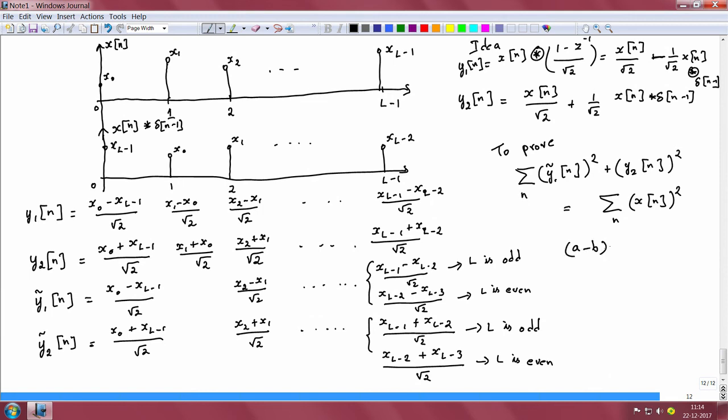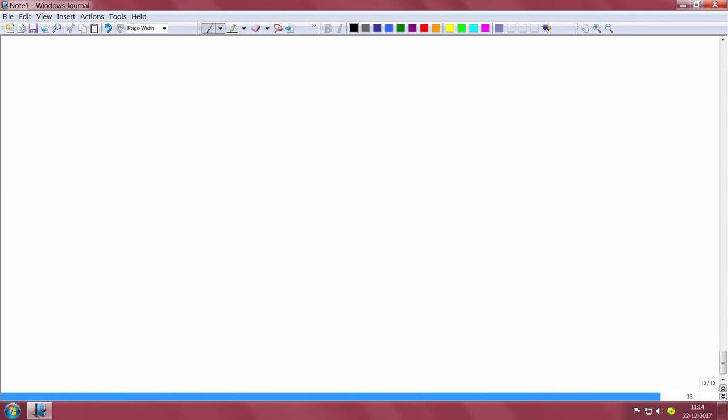So, we know that (a minus b) whole square plus (a plus b) whole square is 2 times a square plus 2 times b square. Using this we can compute y1 tilde of n square plus y2 tilde of n square. So, the values that we will get from the previous slide.